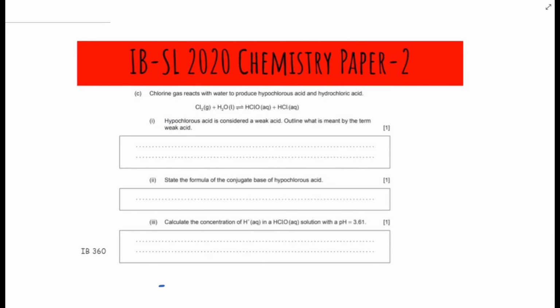In the next question, it is given that chlorine gas reacts with water to produce hypochlorous acid and hydrochloric acid. Hypochlorous acid is considered a weak acid. Outline what is meant by the term weak acid. A weak acid is an acid that dissociates weakly or dissociates partially in water. Or rather you can use the word ionizes too. So it ionizes partially in water. Okay, so this is a weak acid.